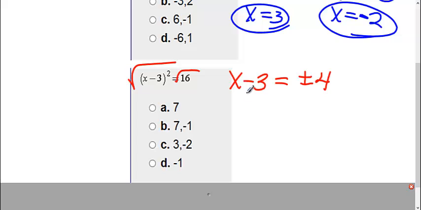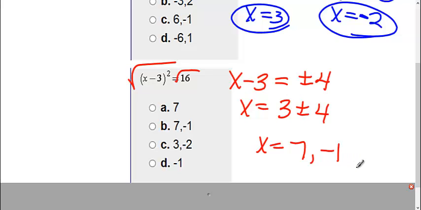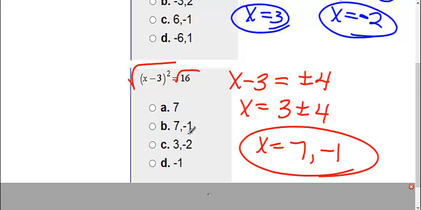And then I need to get this x by itself, so I add the 3 to the other side. So I get a 3, we always put it in the front, plus or minus 4. Now I can solve this, so we have two equations here. 3 plus 4, which is 7. 3 minus 4 is negative 1. So our two answers are 7 and negative 1, which is choice B.